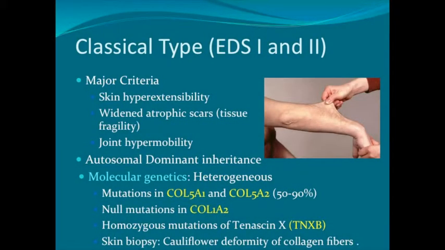There are also null mutations, so inactivating mutations of one of the copies of collagen 1A2. This one is the one in which, in a few patients, they have found complete loss of function of this tenascin X protein, so both copies would have been lost. And finally, the skin biopsy. If you look at the collagen fibers, you may see these particular cauliflower-appearing fibers. That is why in some of the patients we use skin biopsy as a means of diagnosis.